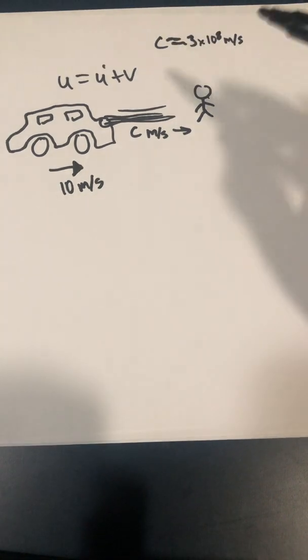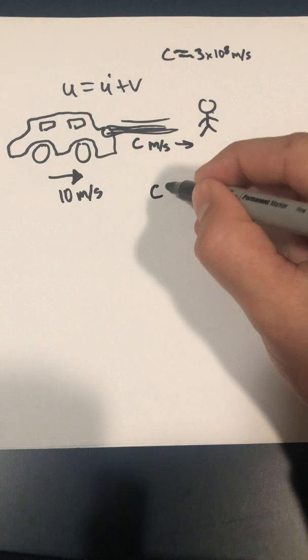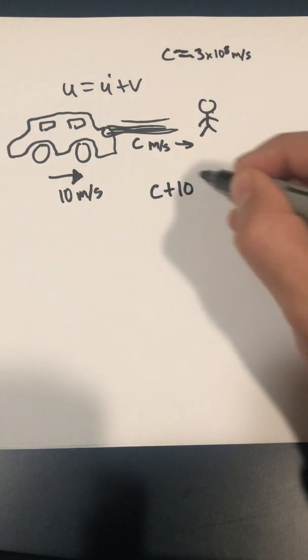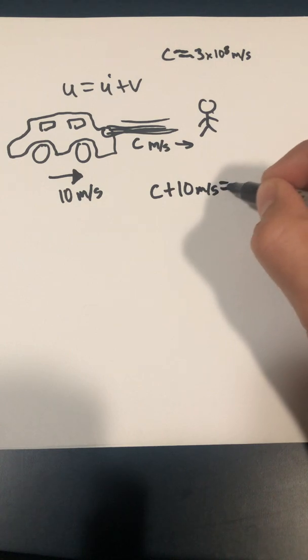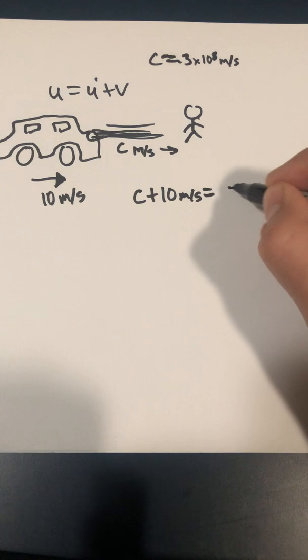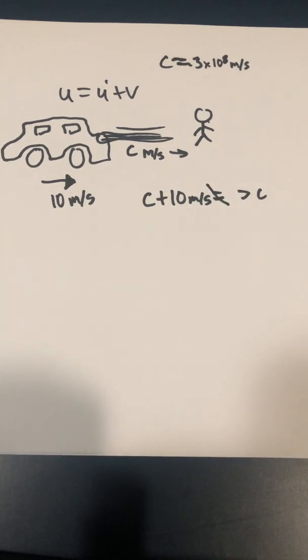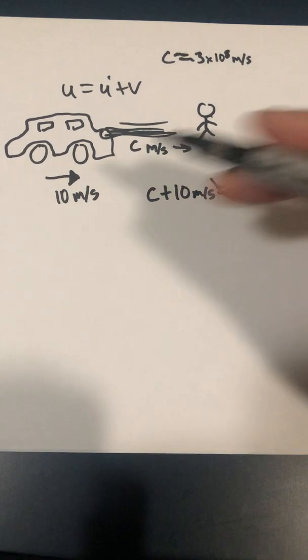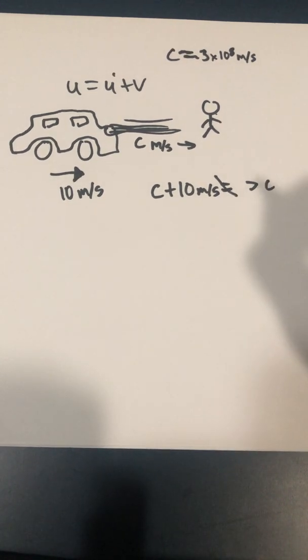So if we go with our classical understanding of how velocities add, then this would be the speed of light plus 10 meters per second, which equals something greater than the speed of light, which we know is not possible. You can't go faster. This will not be going faster than the speed of light, according to this observer. So how do we correctly calculate this?